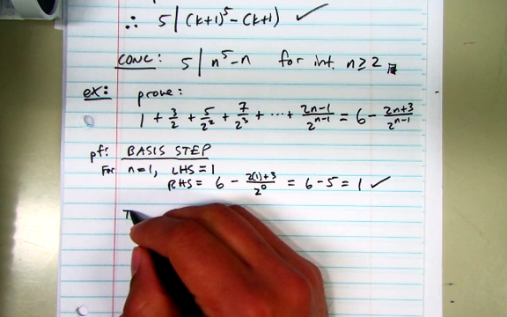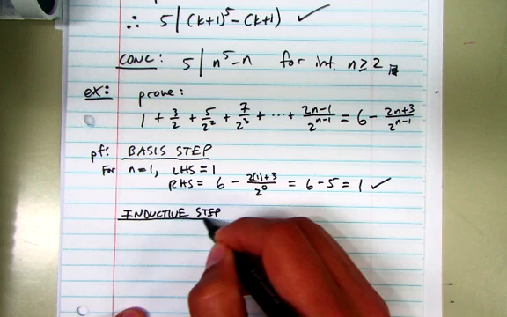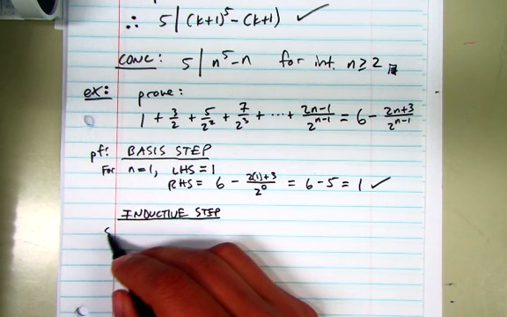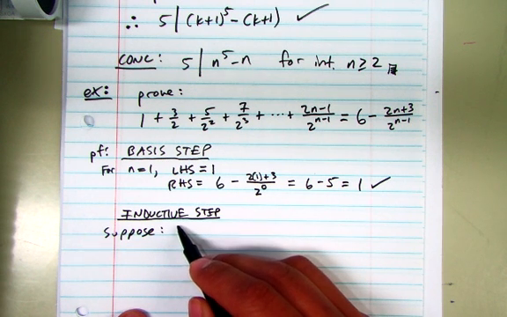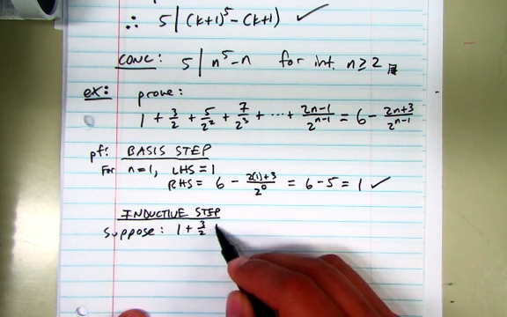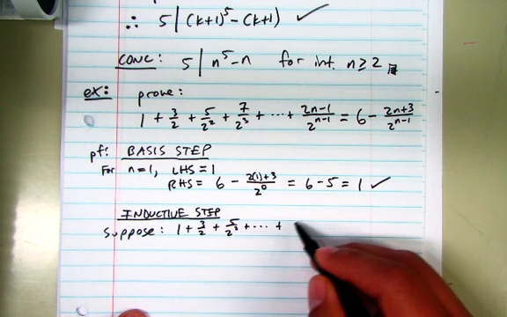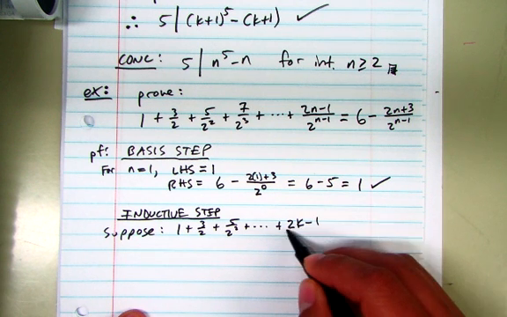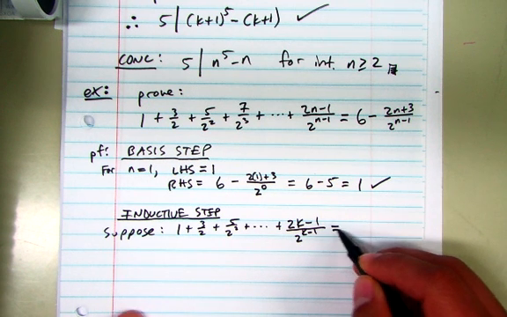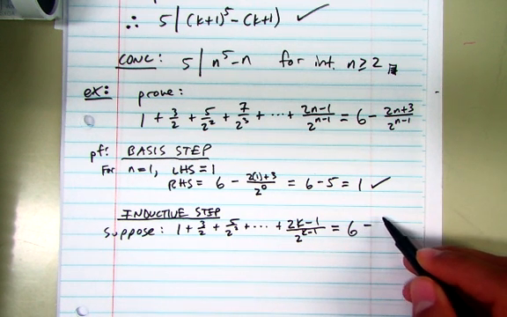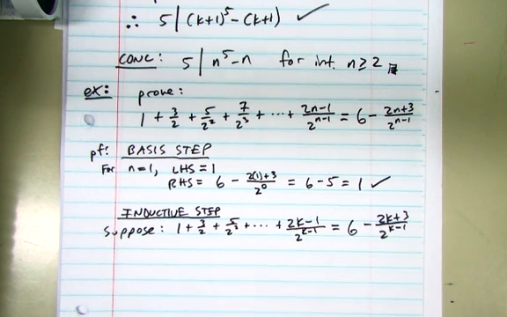The inductive step. Suppose that 1 plus 3 over 2 plus 5 over 2 squared, etc., plus 2k minus 1 over 2 to the k minus 1 equals what? 6 minus 2k over 2 to the k minus 1. Good. So there's our inductive step.